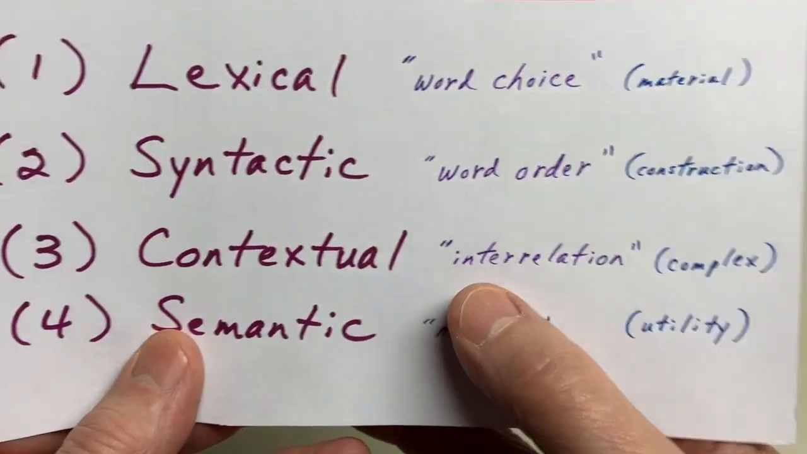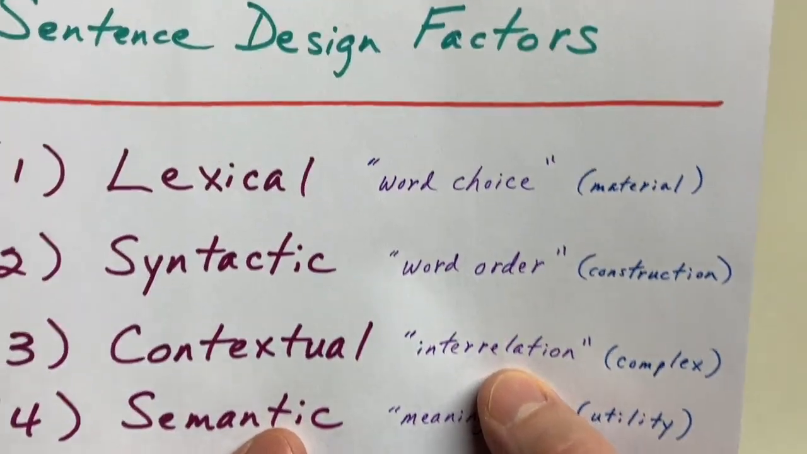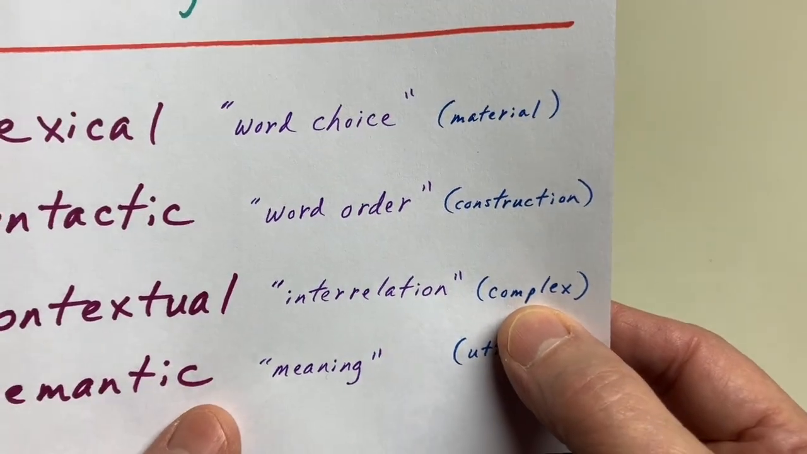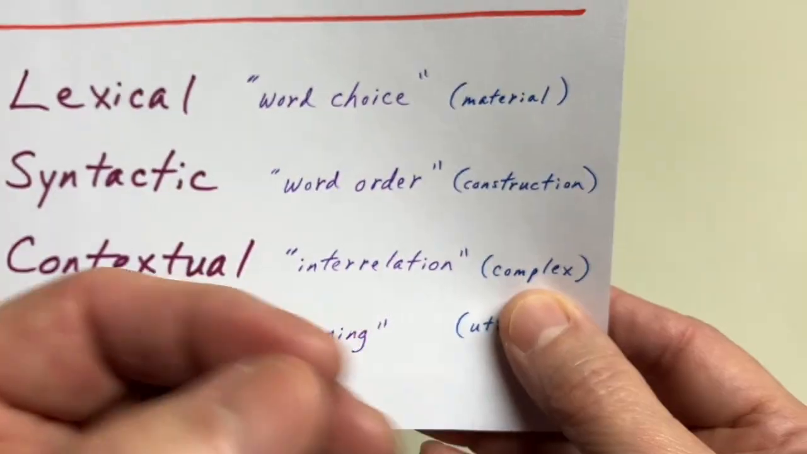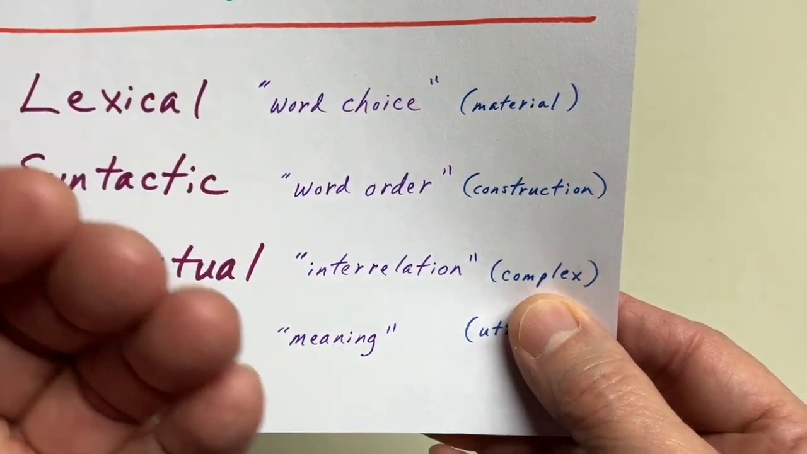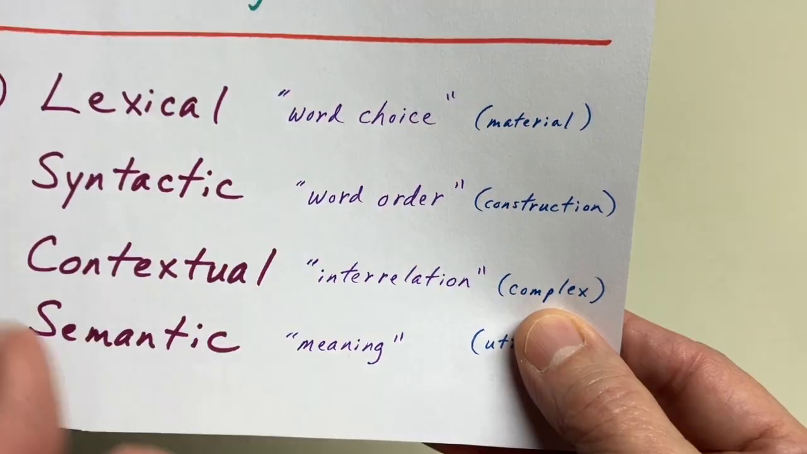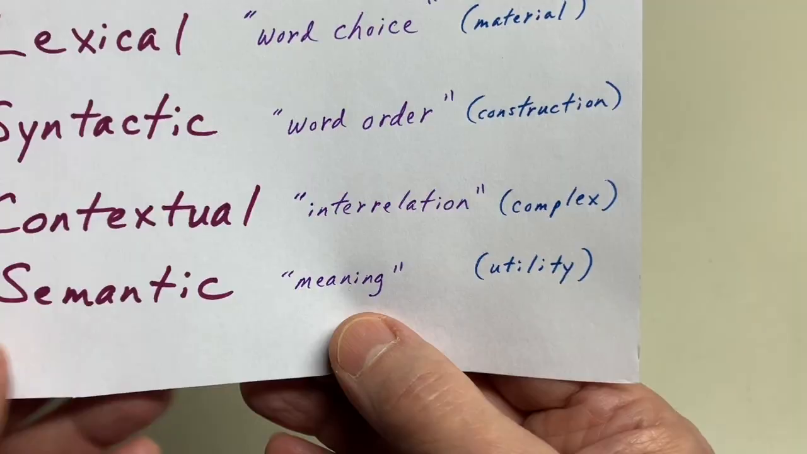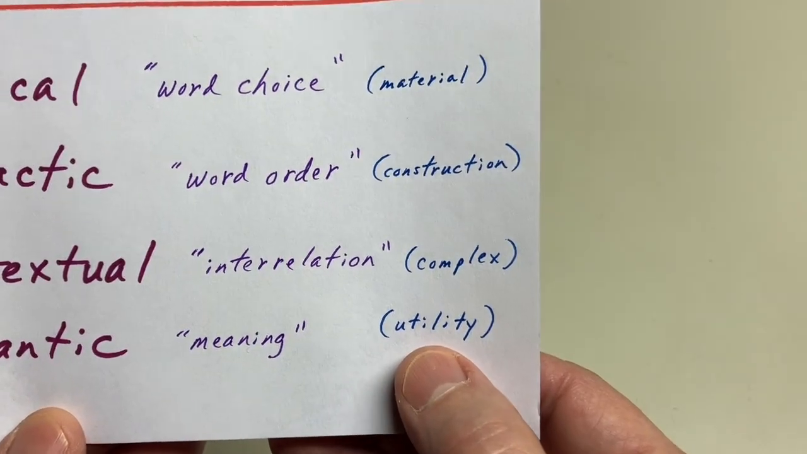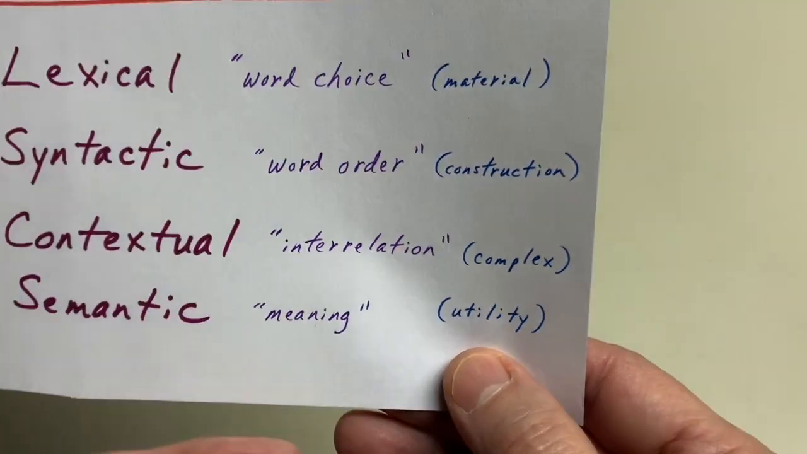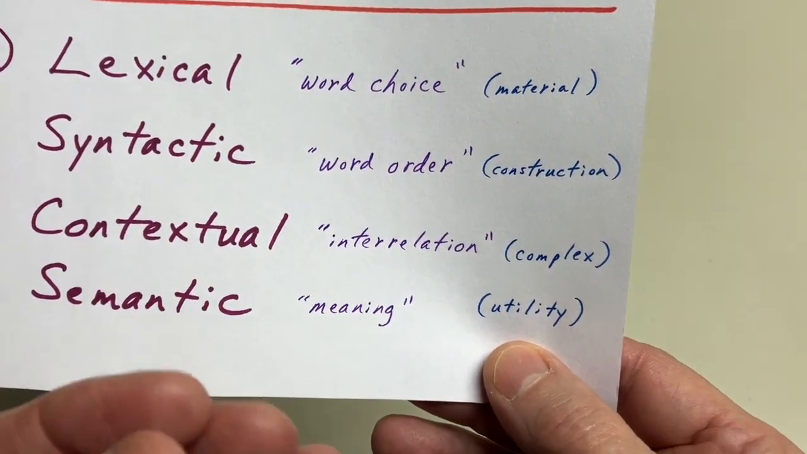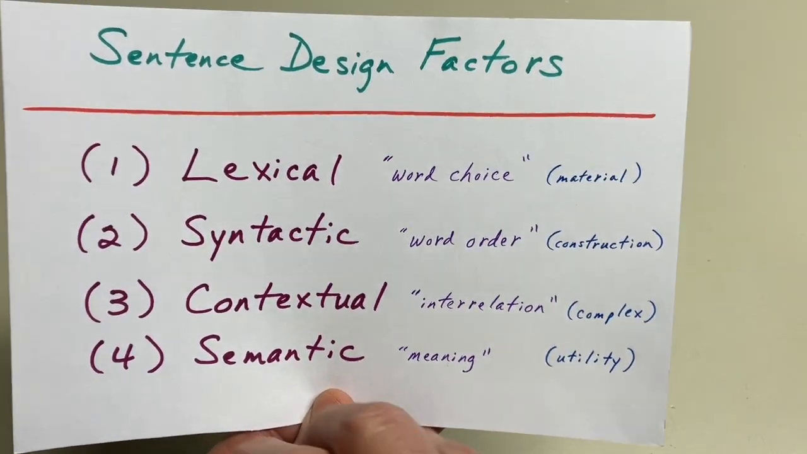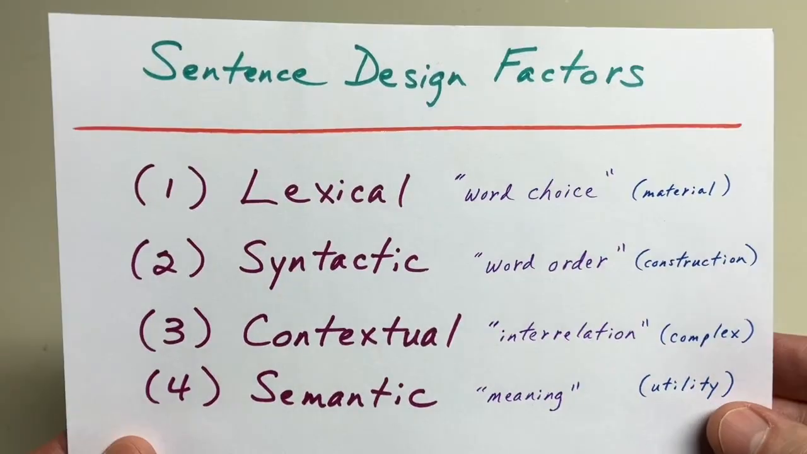Contextual, right? That's the interrelation aspect of your design factors. And in the analogy, that would be the complex. In other words, the buildings as they sit together in a complex or in an industrial center or in a neighborhood, whatever. And then there's the semantic factor, all right? And that pretty much refers to meaning. And in the building analogy, that would be the utility feature. In other words, the usefulness and the purpose of this building, as it sits and is used with the other buildings, okay? So there's your 4 factors.